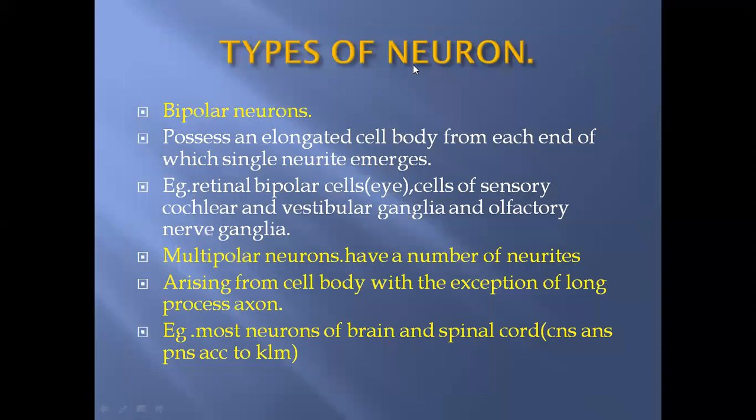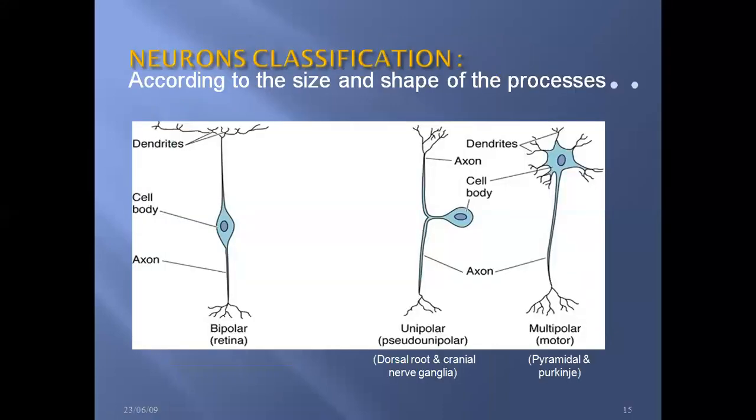Another type of neuron is the bipolar neuron. A bipolar neuron possesses an elongated cell body, from each end of which a single neurite emerges. Here you can see this is the bipolar neuron. It has an elongated cell body, and each end has a different neurite.